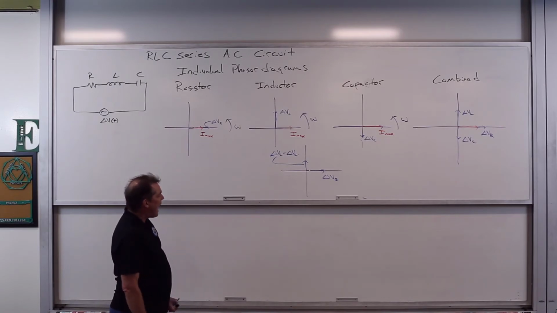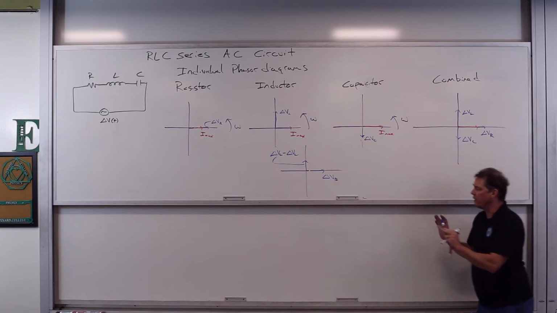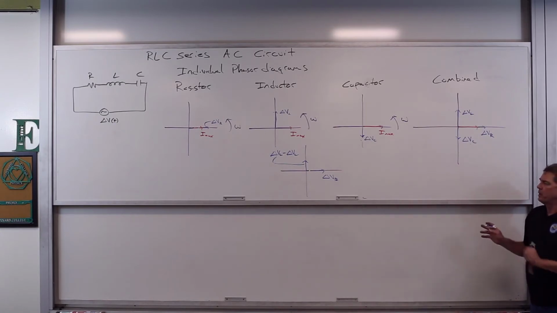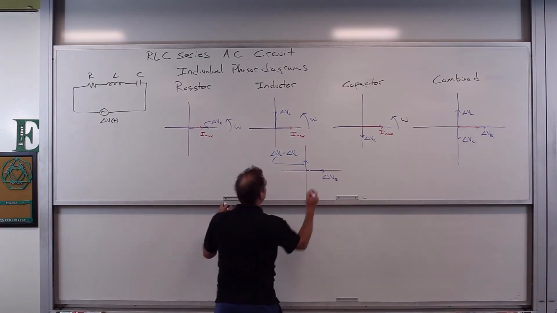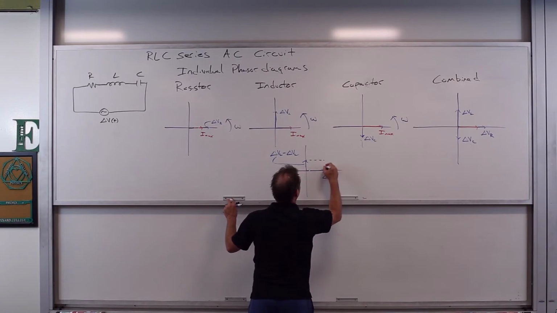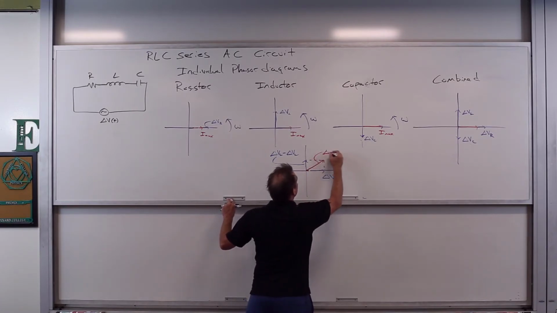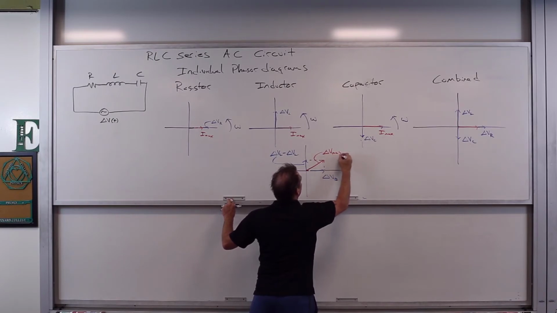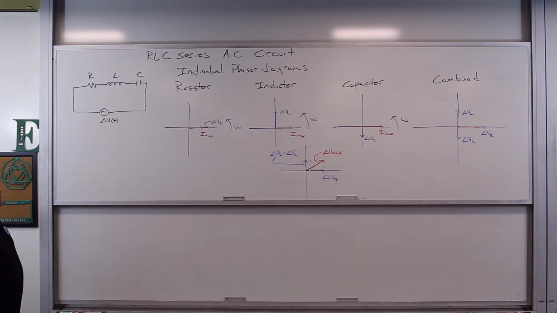Source potential has to be the sum of these two. Not the sum of projections, but the sum of those in terms of x and y components. So with this, we've got this going on. This little triangle here, we've got this. That has to be delta V max, source potential.